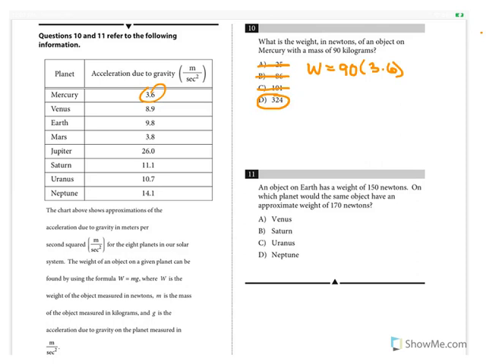Did not even have to use our calculator. An object on Earth has a weight of 150 newtons. On which planet would the same object have an approximate weight of 170 newtons?